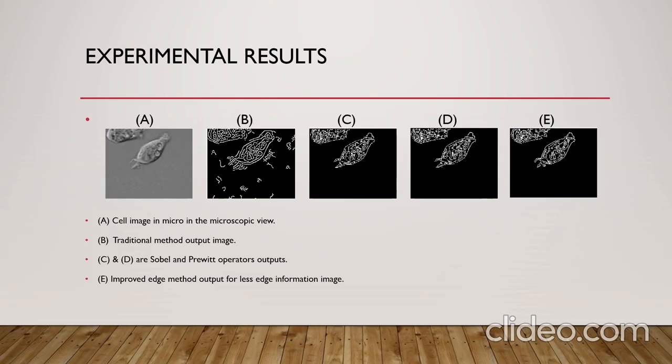These are the experimental results under the microscopic view. The first one is a cell image which has less edge information in the microscopic view. The second figure is the edge information obtained through the traditional Canny edge algorithm. The C and D figures are the edge information obtained through the Sobel and Prewitt operators, and the final one is through the improved edge method for less edge information.